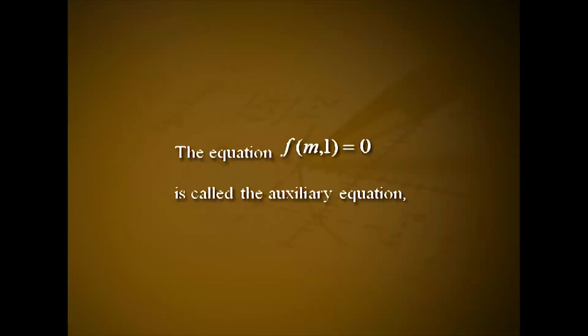Thus, z is equal to φ of (y + mx) will be a solution of equation 1 if m satisfies the algebraic equation 4, or m is a root of equation 4, which we get by replacing D by m and D' by 1 in the equation f of (D, D') of z is equal to 0 and dropping z from it. The equation f of (m, 1) is equal to 0 is called the auxiliary equation, which is an algebraic equation of the nth degree in m and hence will have n roots.